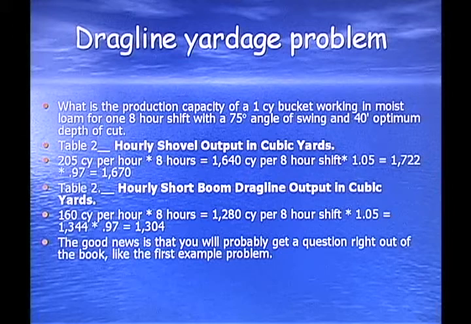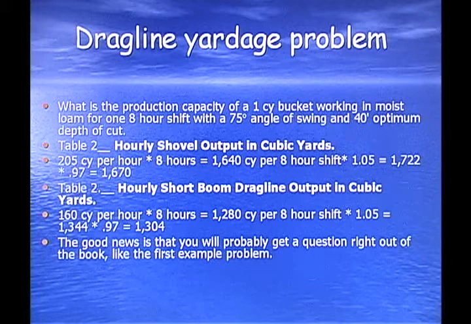We're going to multiply that by 105% because we pick up 5% efficiency by having a shorter swing, by only going through a 75-degree arc, and by using a 40-degree optimum depth of cut. So the 75-degree gives us a 5% advantage, so we're at 1,722. The 40-degree optimum is at 97%, and so it's cutting your capacity back down to 1,670 cubic yards per 8-hour shift.